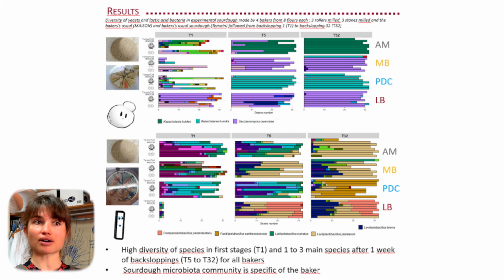T1 is 24 hours after the initiation, just before the first backsloping, T5 just before the 5th, and T32 just before the 32nd. For yeast, as for LAB, a great diversity of species is observed at the beginning, diversity which plummets at the end with only 1 main yeast species remaining and 1 to 3 main LAB species remaining. This is observed for all sourdoughs. Establishment of main LAB species is slower than main yeast species that appear as soon as the 5th backsloping. Finally, it is well observed that milling did not impact the dynamic and composition of microbial main species establishment, contrary to baker that shaped this composition.